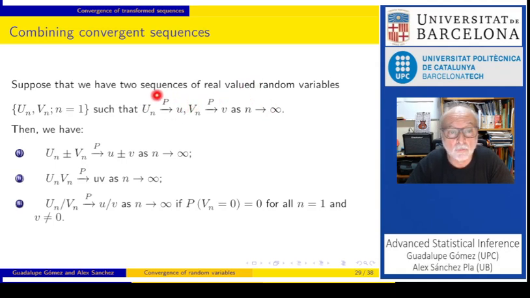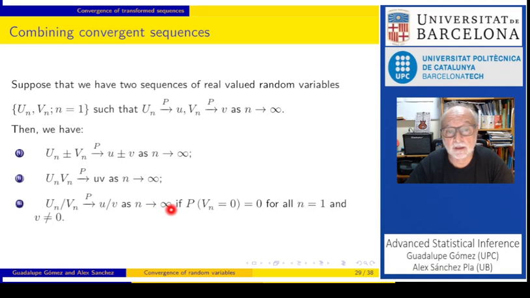random variables that converge in probability to two respective random variables, we can say that the sum of the sequences converges in probability to the sum of the limits. The product of the sequences converges in probability to the product of the limits, and if the probability that the variable Vn is 0 is zero for all n above 1, then the quotient also converges in probability to the quotient. This can be proved directly but at length.